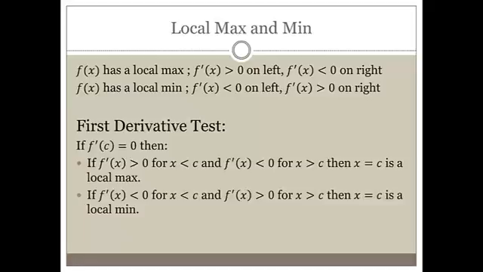On the other hand, if f prime of x is negative for x less than c and f prime of x is positive for x bigger than c, then at x equals c we have a local min. That is, if our function is decreasing before c and increasing after c, then at c we have a local minimum.